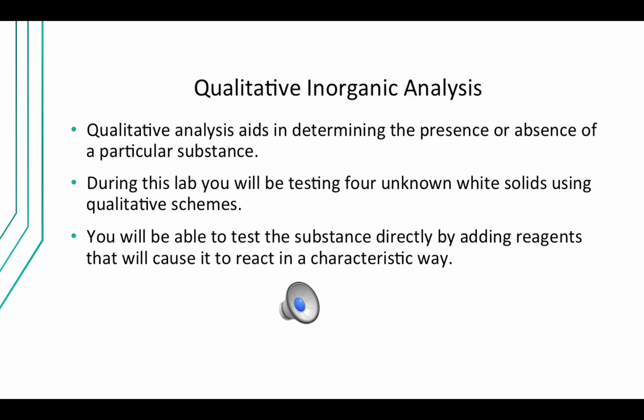Qualitative inorganic analysis aids us in determining the presence or absence of a particular substance. So during this lab, you're going to be testing 4 different unknowns. They're going to consist of white solids, and you're going to use different qualitative schemes in order to determine what these substances are. So you'll be able to test out these substances directly by adding different reagents that will cause it to react in characteristic ways. Once you evaluate these characteristic ways, you'll be able to cancel out what things may not be and then keep on going until you figure out what it'll be in the end.